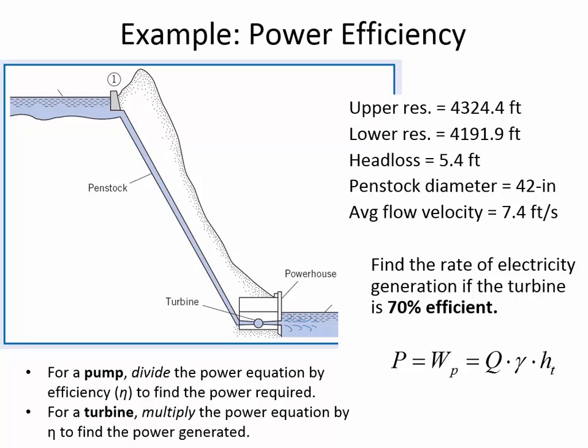Let's just take one crack at a problem like that in the 5 minutes that we've got remaining. We've got an upper reservoir with the elevation specified. The lower reservoir elevation is given. Water is flowing through this conduit that's called a penstock. That's just a fancy name for a pipe that connects a reservoir to a powerhouse. We want to find out how much electricity could be generated in this system if the water going through that penstock has a velocity of 7.4 feet per second, and we know the diameter of that pipe. Therefore, we're going to be able to calculate the volumetric flow rate Q.